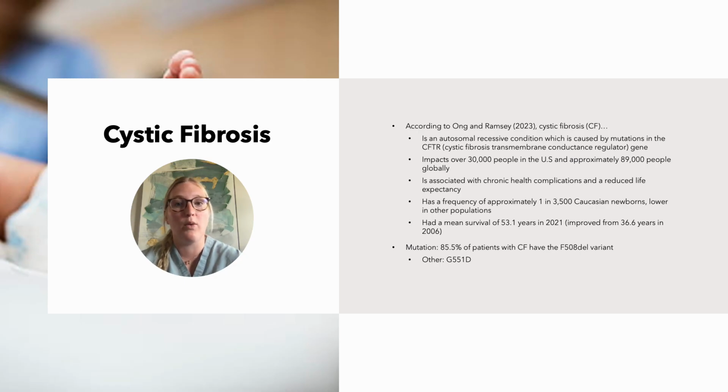It appears in about 1 in 3,500 Caucasians, and it has a life expectancy of about 53.1 years, but this has improved since 2006. And then the most common variant that we're going to see, about 85.5% of people have this variant, and it's the F508del variant. There are some others, but this is the most common that we're going to see.